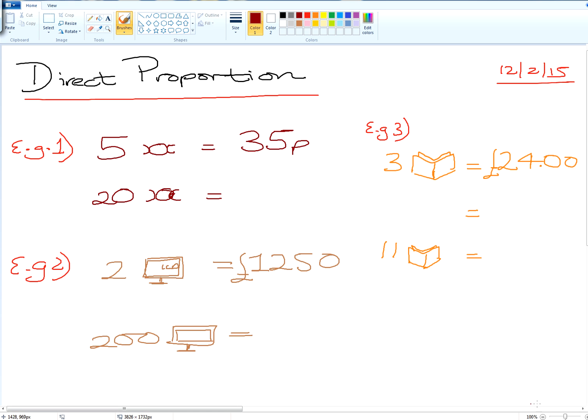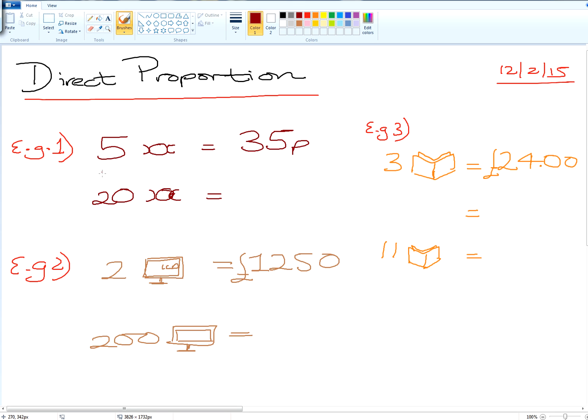Okay, Bismillah ar-Rahman ar-Rahim. Okay, folks, we're looking at direct proportion, and we've got three examples here. Let's have a look at the first example. In this first example, we have been told that 5 sweets cost 35 pence. Once we know that, we need to work out the cost of 20 sweets.